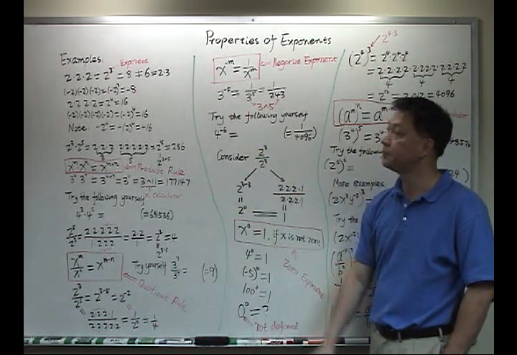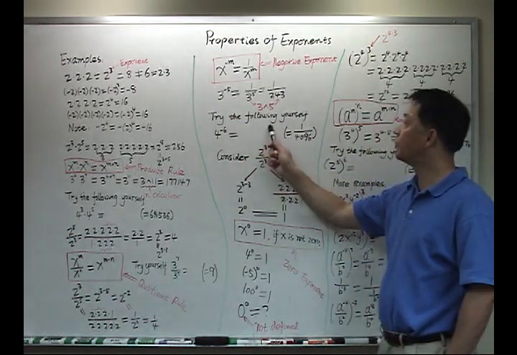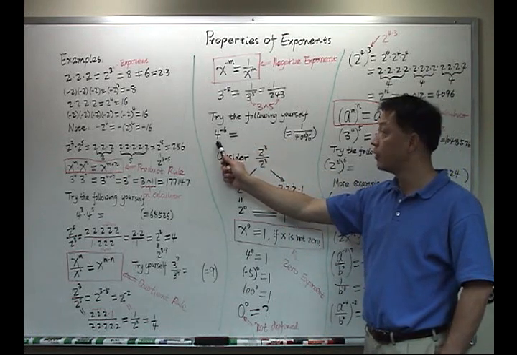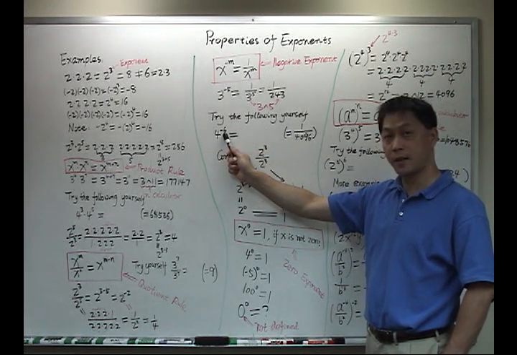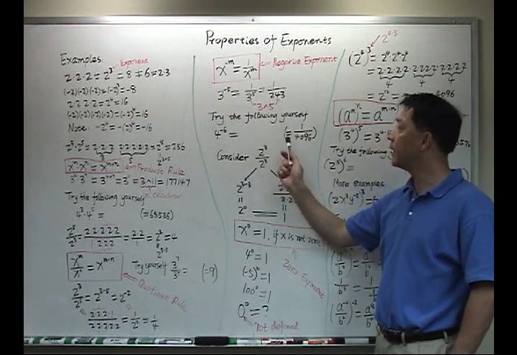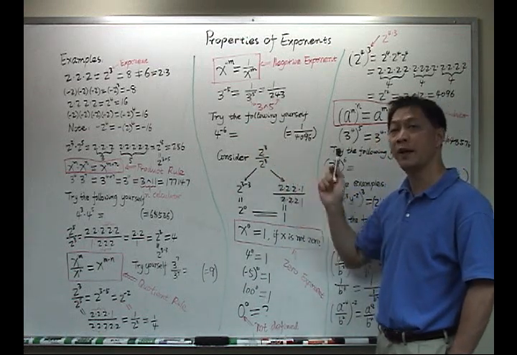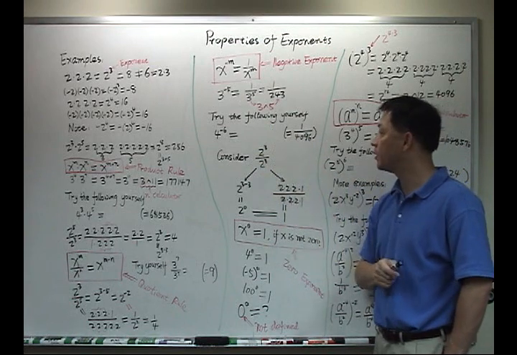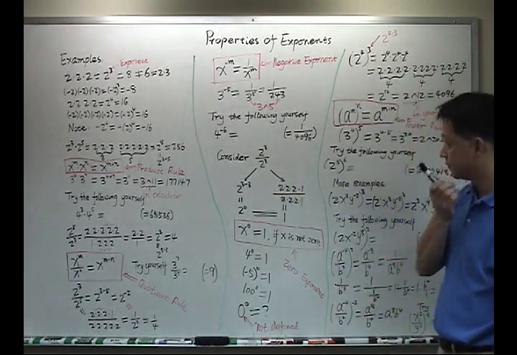That's for this one. You may try the following yourself. 4 to the negative 6th equals what? Fill in the blank and then get, this should be the answer you have. 1 over 4096.